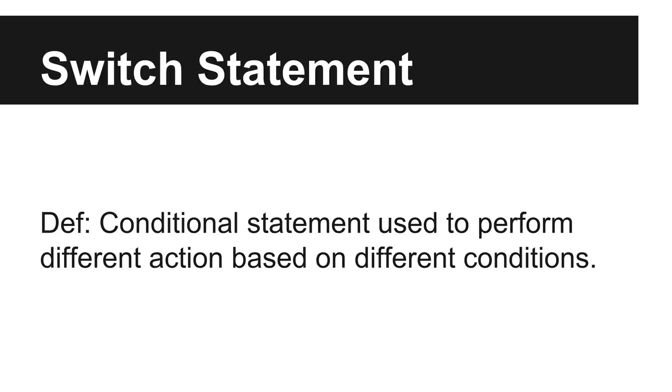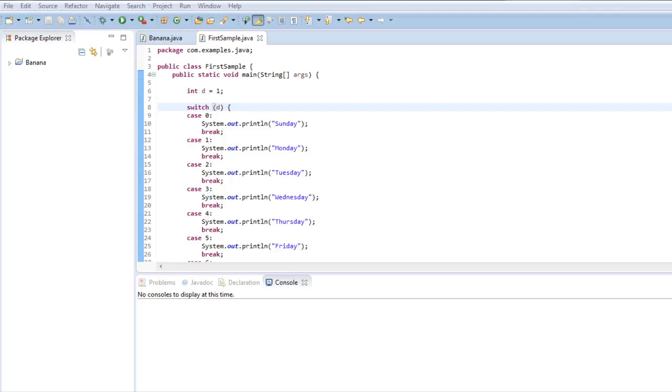The switch statement is a conditional statement, just like the if statement, used to perform different actions based on different conditions. This is basically the same as the if statement, but this one is made for situations when we have a lot of options. Without further ado, here I have an example that will show you everything you need to know about the switch statement.